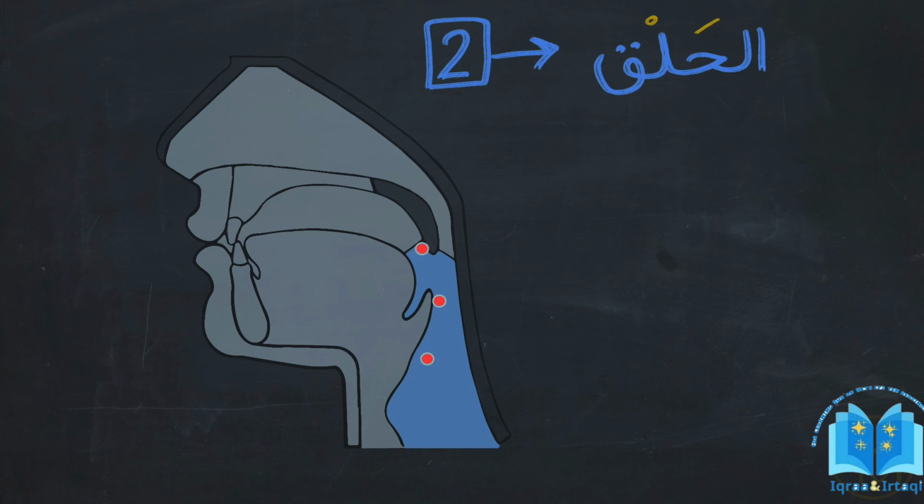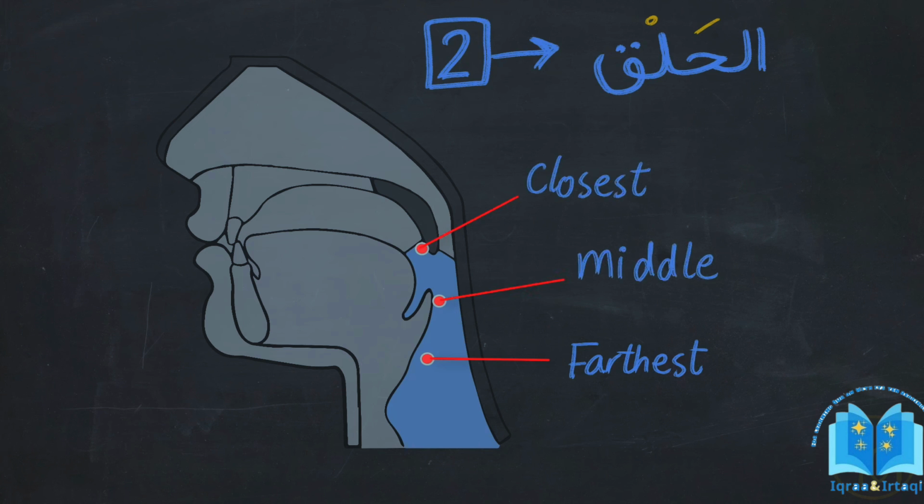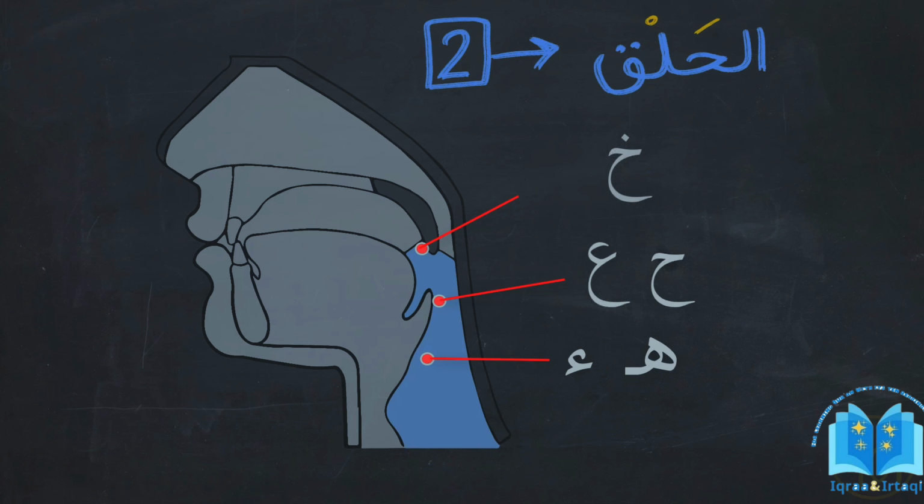They are the farthest part of the throat, the middle part, and the closest part of the throat. And as it happens, each of these 3 articulation points produces 2 sounds. The farthest part of the throat produces ha and hamza. The middle part produces ha and ayn. And the closest part produces kha and ghain. And in this lesson, we'll focus on the farthest part of the throat and the sounds produced in that area.